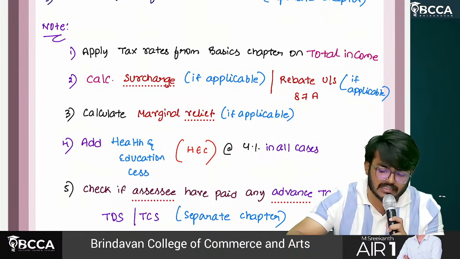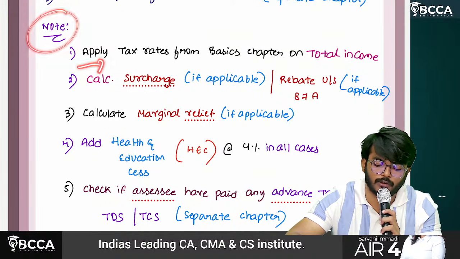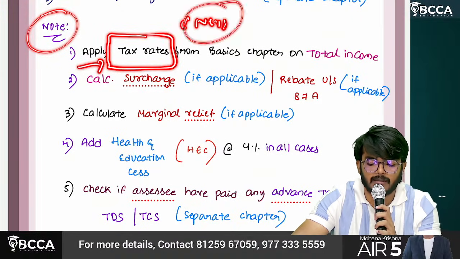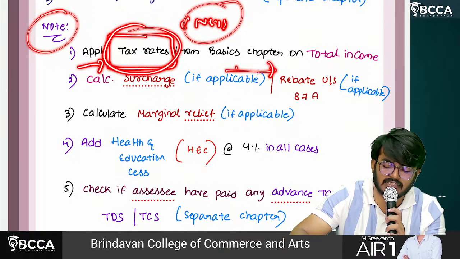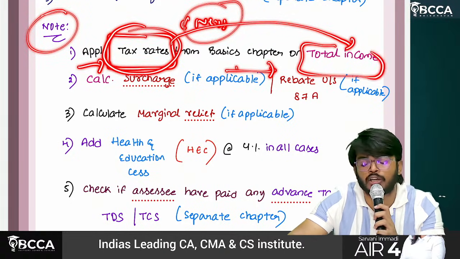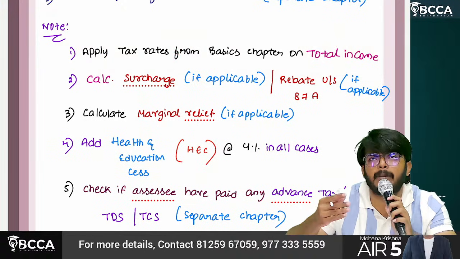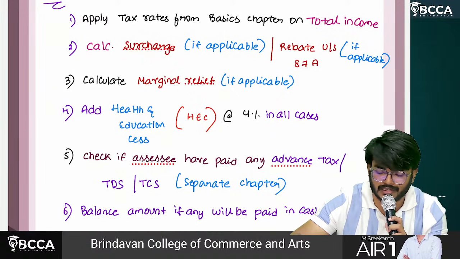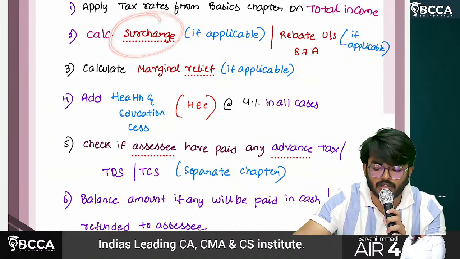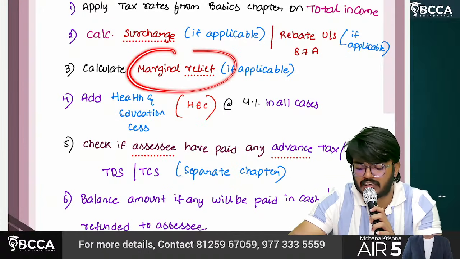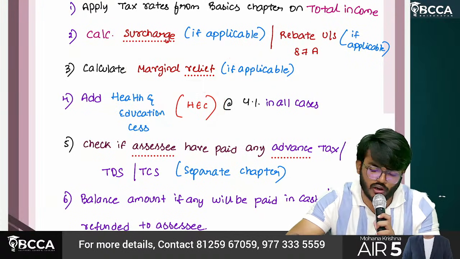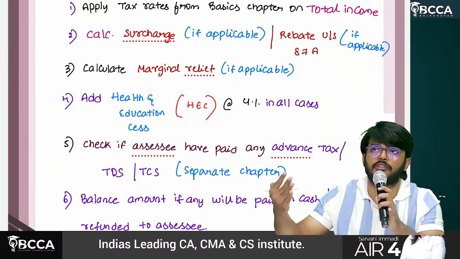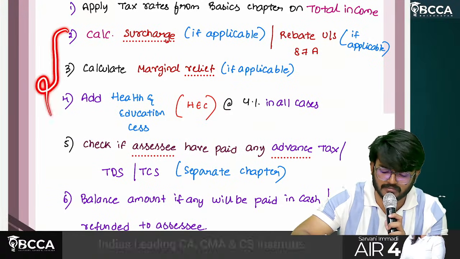Okay, these are note points. First what we will do, whatever the tax rates which we will learn in the next class, from the basics chapter we have to find these tax rates. We have to apply these tax rates on total income. In basics only we will check further points also. Sir, what are those points? Sir, what is this surcharge? What is this rebate? What is this marginal relief? What is this health and education cess? All these points we will understand in this basics chapter only. Okay, from tomorrow, day after tomorrow, or another tomorrow, we will cover these points.